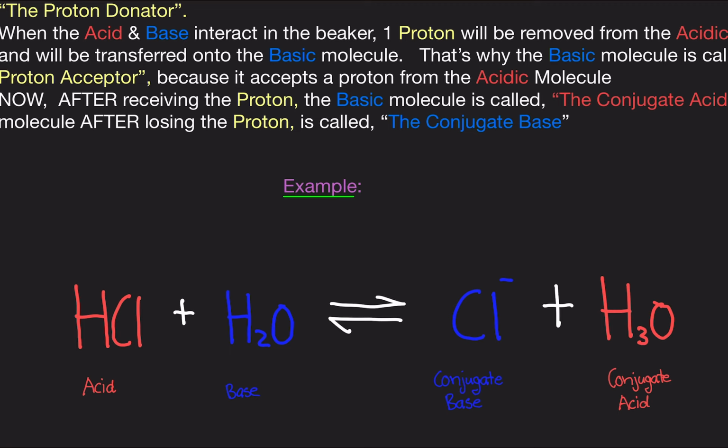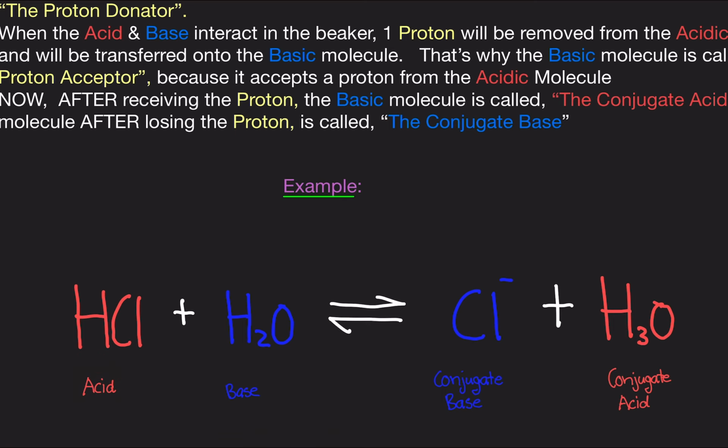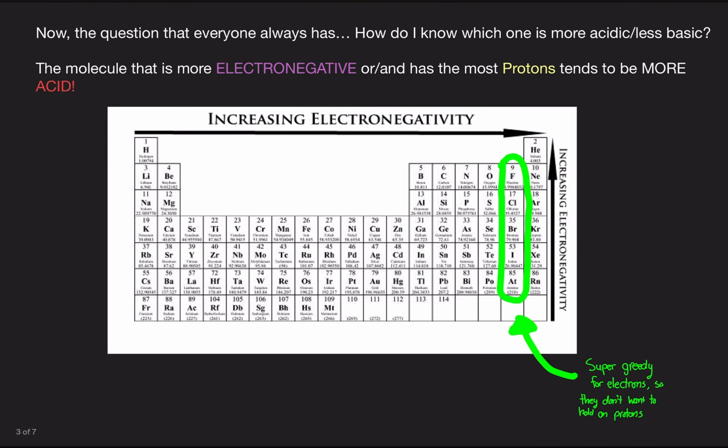A lot of people get this confused because they think, oh, wait a second, the acid becomes the conjugate acid. No, it does not. The acid becomes the conjugate base, and the base becomes the conjugate acid. I know this is a little bit more complicated, so it'll become so much easier once we do the practice problems. But before we do that, we have to go over some acidic stuff more here.